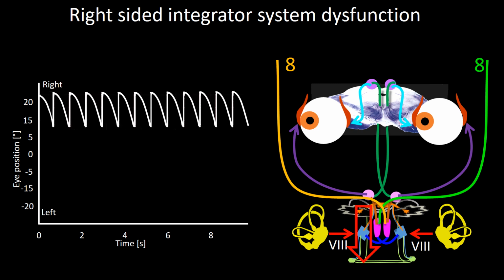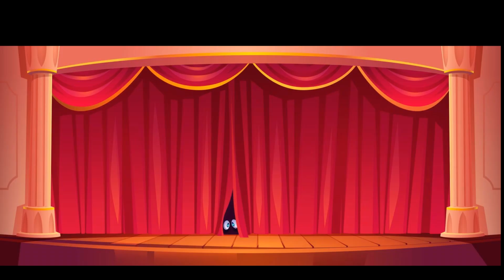Such dysfunction, while looking to the right, will cause failure of gaze holding, so the eye drifts towards the mid position, as represented here by the displacement of the cornea. As you can see, this is followed by a jerk in the opposite direction. Before closing the curtain, I will make two more comments.